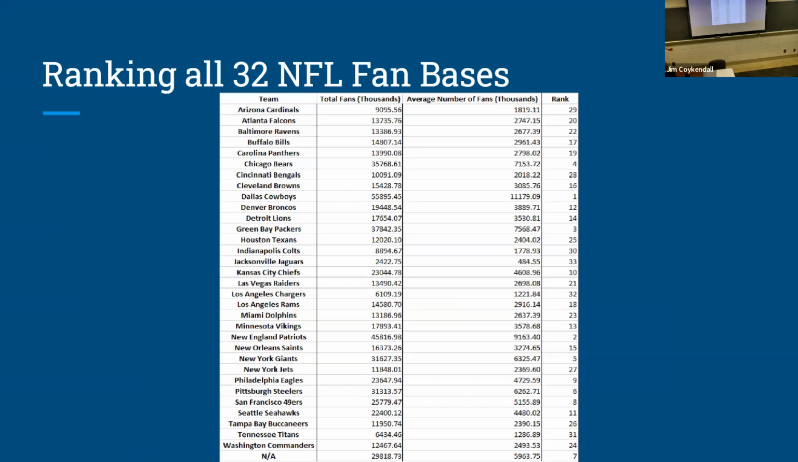So here's a list in alphabetical order of each NFL team and how many fans they had across 5 years, and then the average number is that number divided by 5. Dallas Cowboys were ranked number 1, while the lowest team was the Jacksonville Jaguars here at ranked number 33.